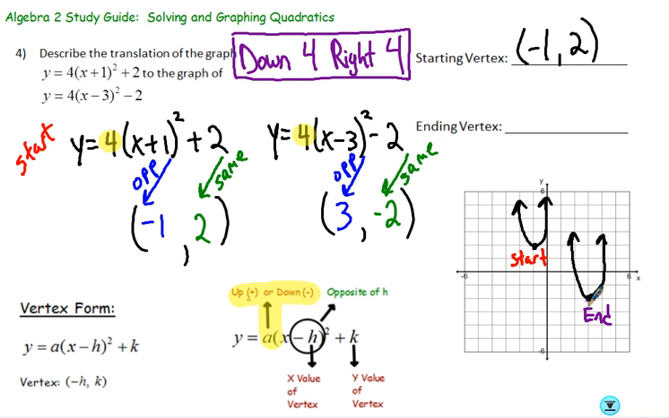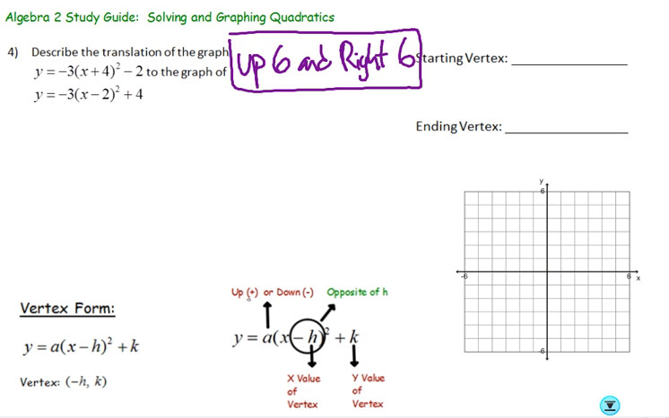All right, so pause the video now. Try number 4 on the right side by yourself. And if you have already done it, let's check to see what you got. So what you should have got for number 4 on the right side is up 6 and right 6. So take a look. If you got it wrong, see what you maybe did wrong. If not, let's move on to number 5.